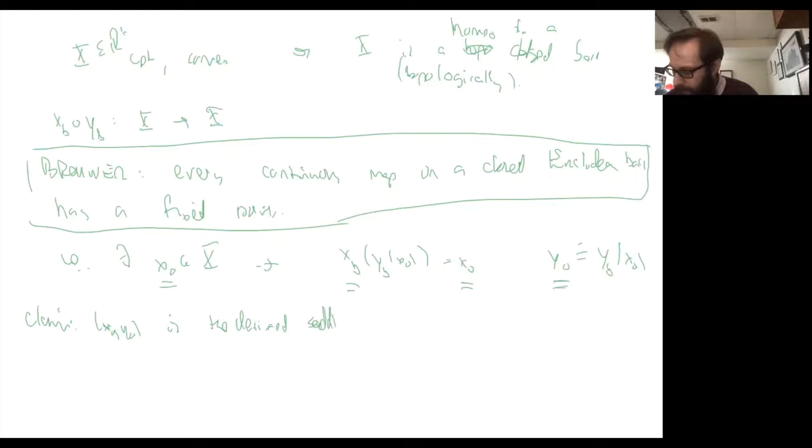And p of x naught, y naught: player one was trying to minimize the payoff among all choices x, so this has got to be less than p of x, y naught. And player two was trying to maximize the payoff among all choices y, and so this has to be bigger than p of x naught, y. That's what it means for these both to be best response functions.